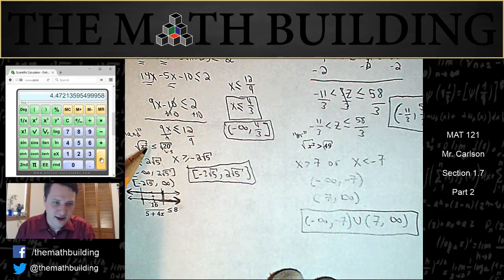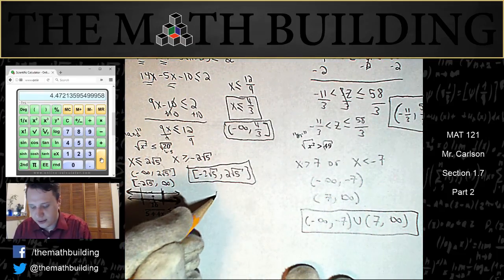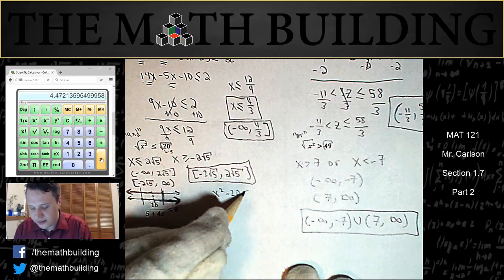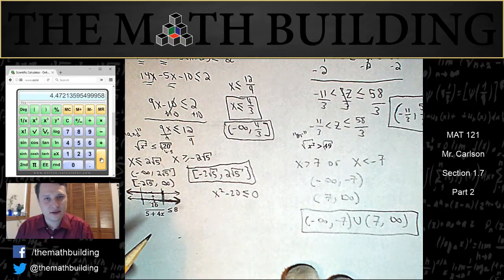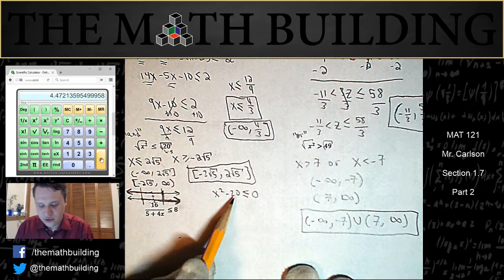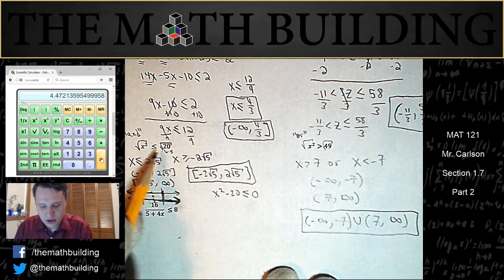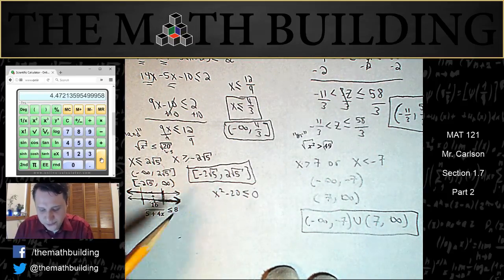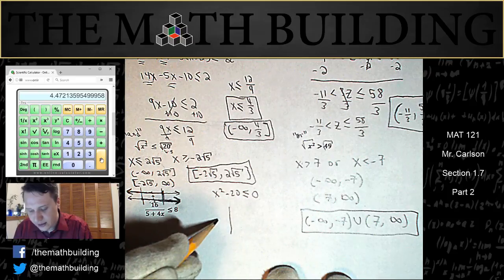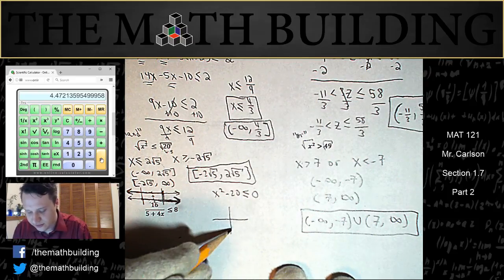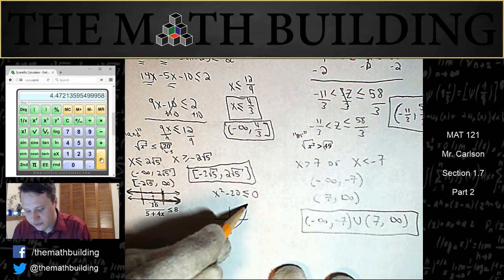If I were to subtract this 20 over, I would get the following. X squared minus 20 is less than 0, right? Does that make sense to you? X squared minus 20 is less than 0 if I just ignore the square roots, if I just move the 20 over. The graph of that looks like this, if I were to graph it.